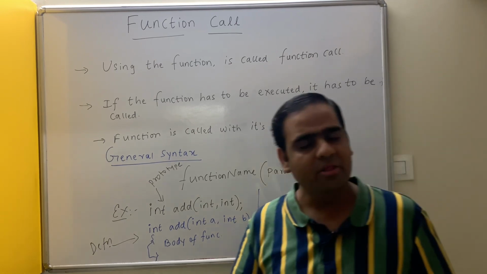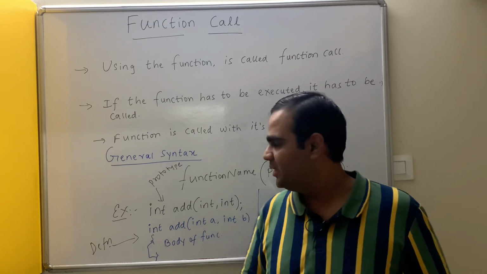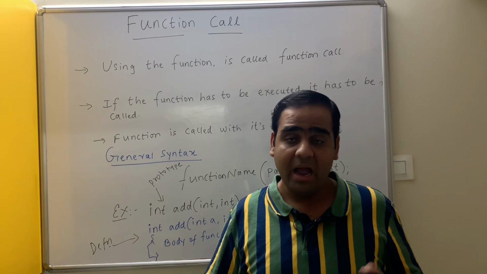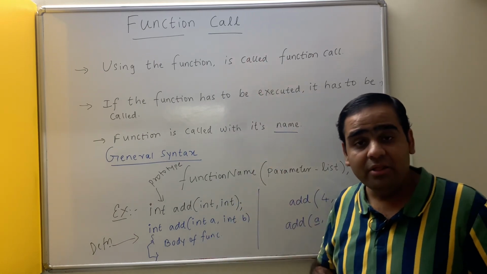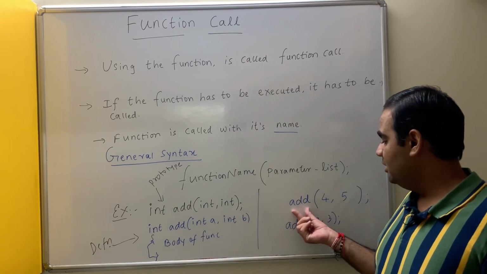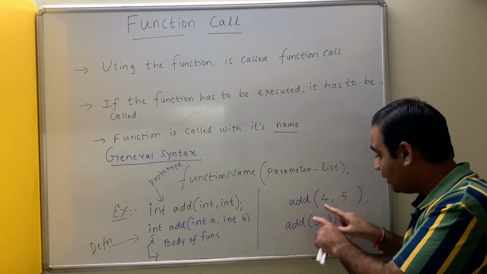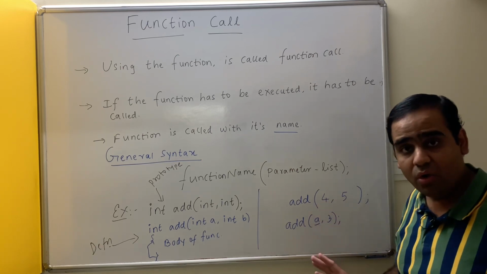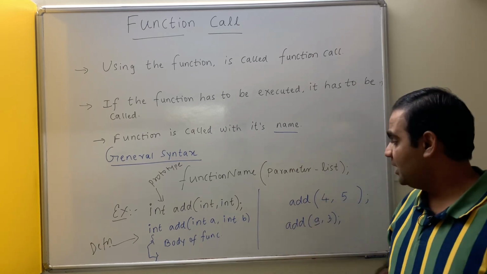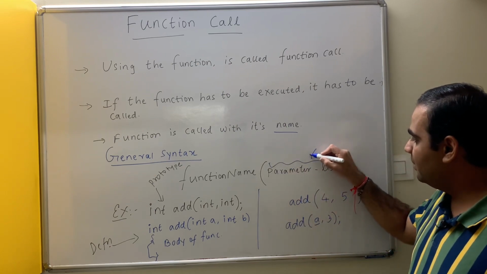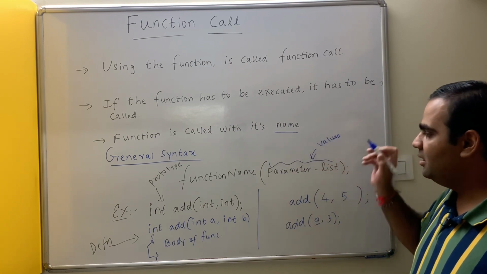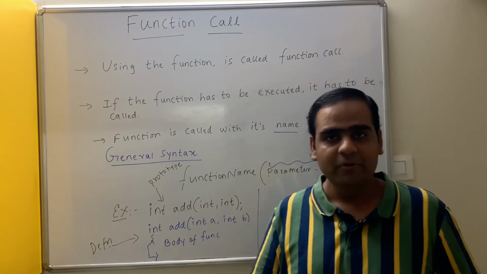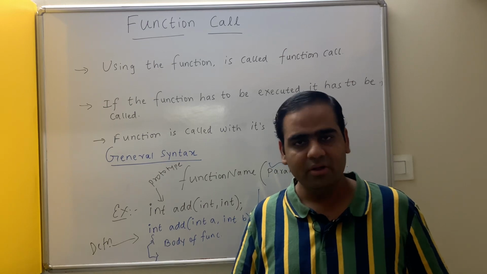Now we have discussed three elements of the function. Function prototype, it says the design of the function. Function definition is implementing the function. And the third one is function call. It is using the function, and we call the function by the function name, and we give the parameters. No data type here. We don't write int a, int 4, int 3. No, we just give the values. This parameter list is nothing but the values. And the function will be called. The working of the function and all we are going to discuss in the next video.